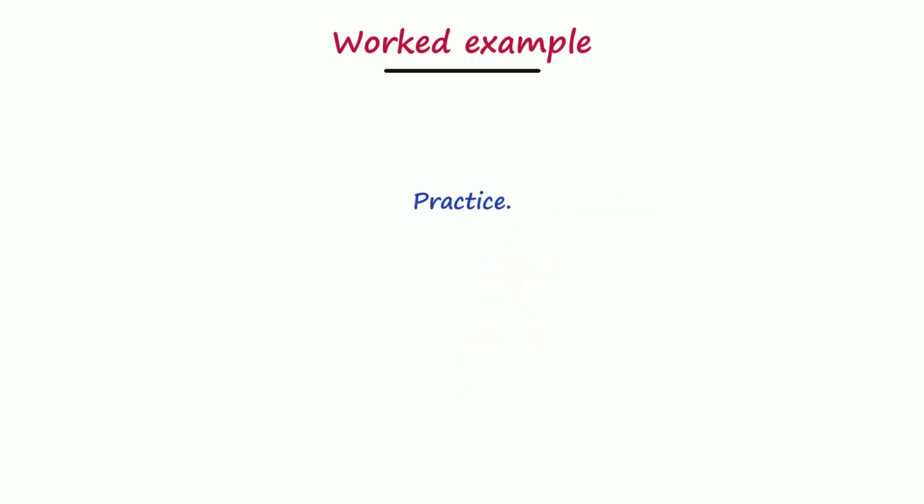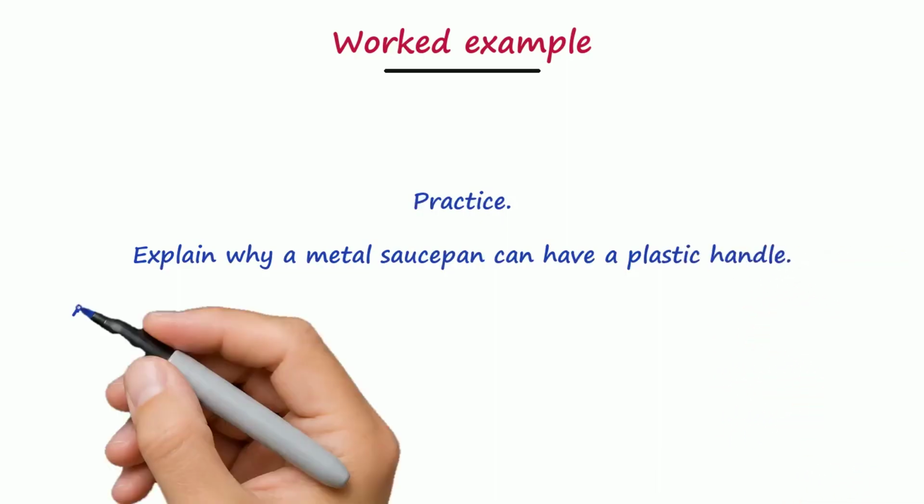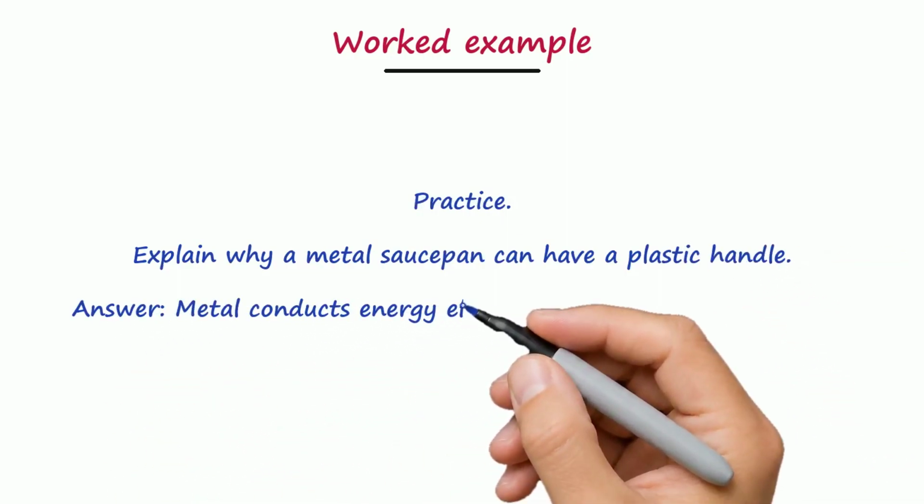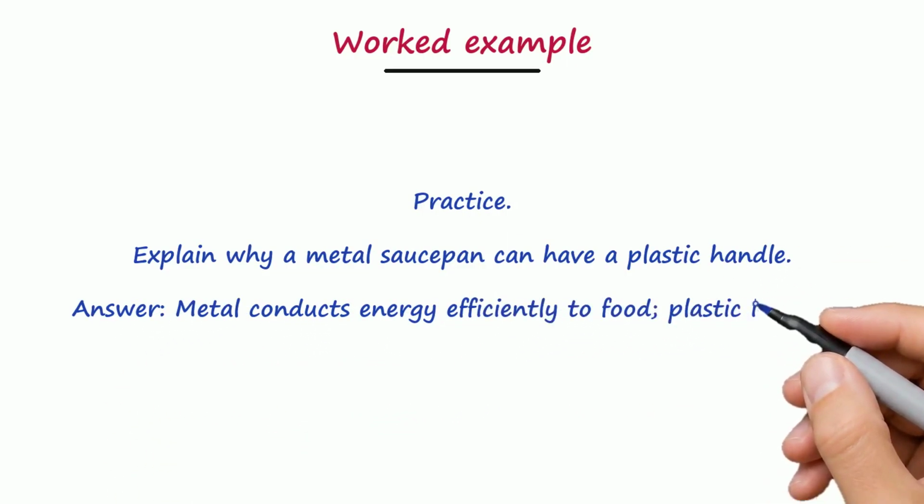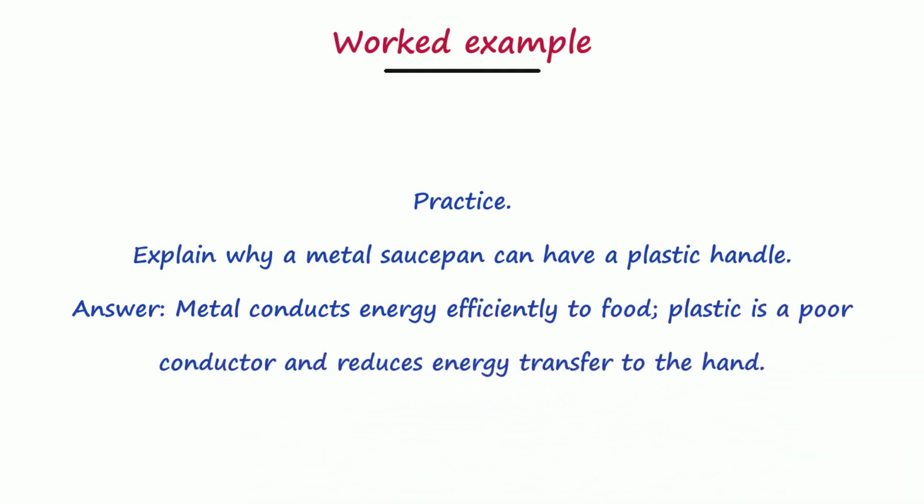Practice. Explain why a metal saucepan can have a plastic handle. Answer: metal conducts energy efficiently to food. Plastic is a poor conductor and reduces energy transfer to the hand.